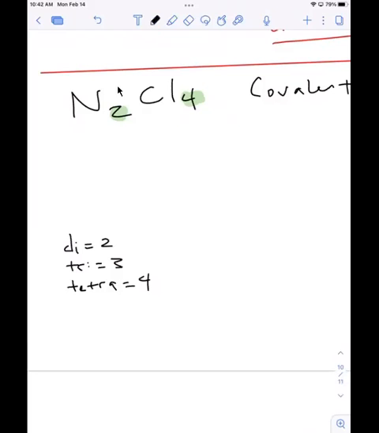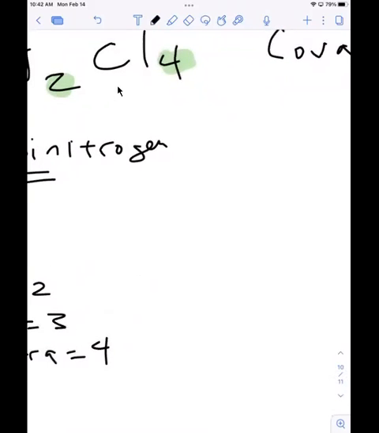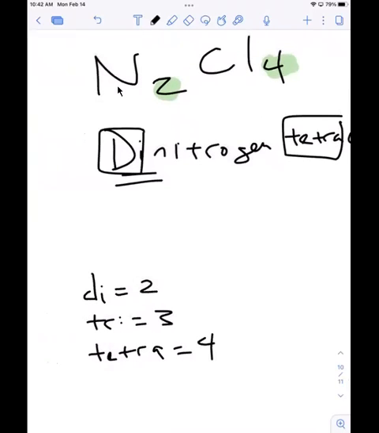So this is what? Di-nitrogen, right? The di means that there are 2. And then tetra, is it going to be tetrachlorine or tetrachloride? Tetrachloride. Yes, di-nitrogen tetrachloride. The tetra means that there are 4 chlorines. The di means that there are 2 nitrogens. So it's di-nitrogen tetrachloride.